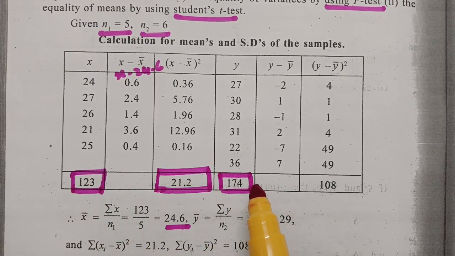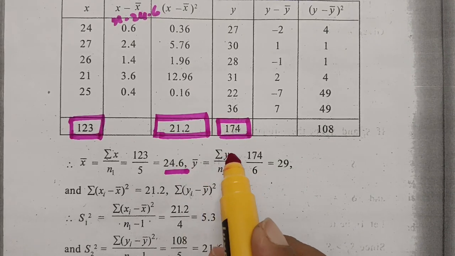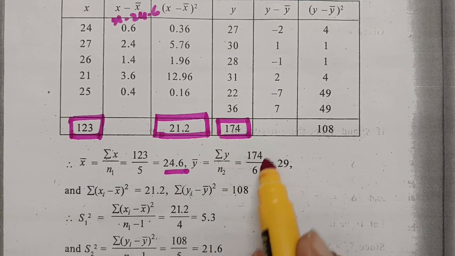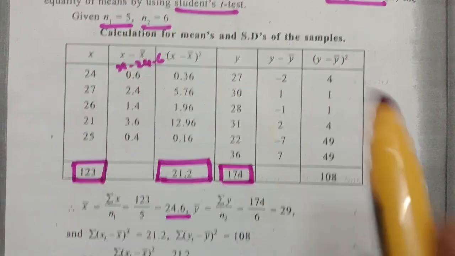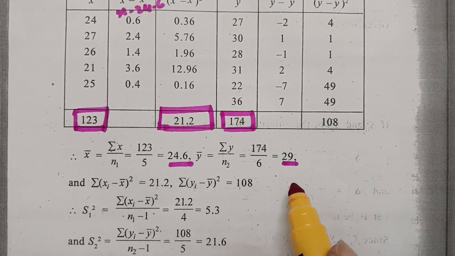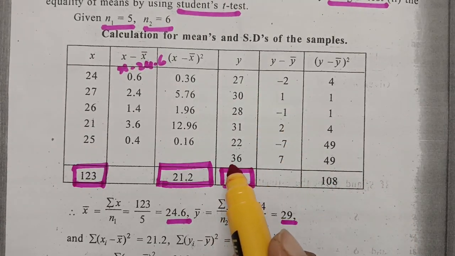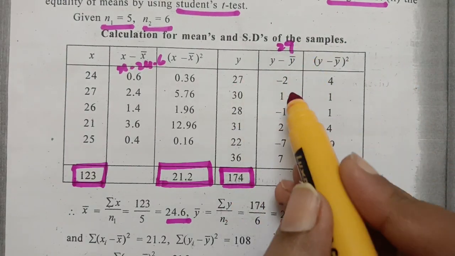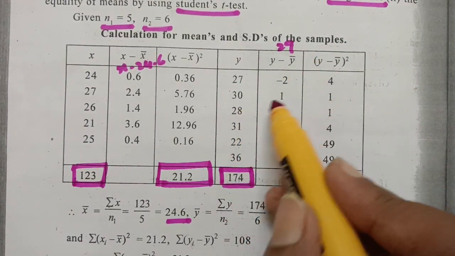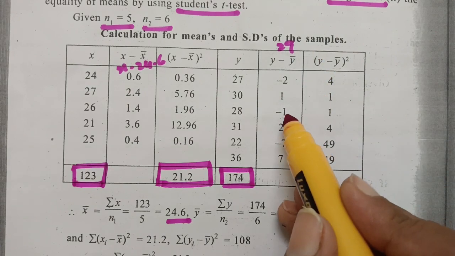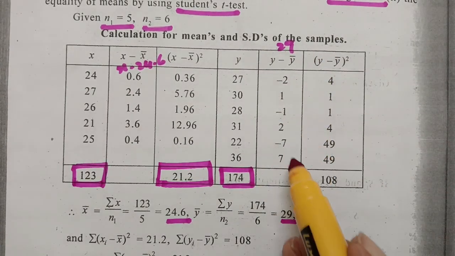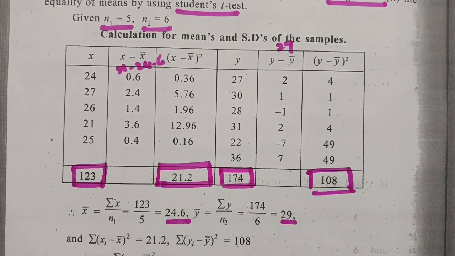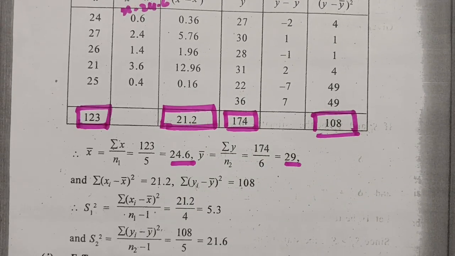In order to get the y bar value, y bar is equal to sigma y by n2. Sigma y is 174 by n2, which is 6. If you divide, the value here is 29. From each and every value of y, we have to subtract 29. That is 27 minus 29 is minus 2, 30 minus 29 is 1, 28 minus 29 is minus 1, and so on. We fill this column, make the squares and make an addition. For finding the variance, we have to do all these.